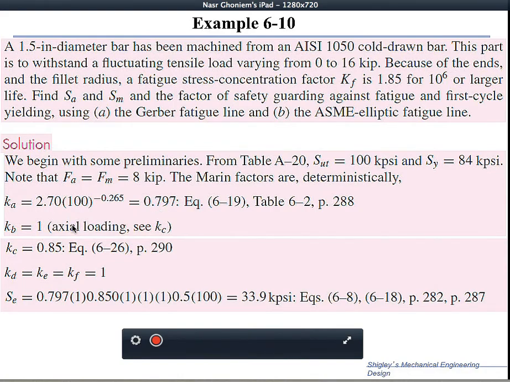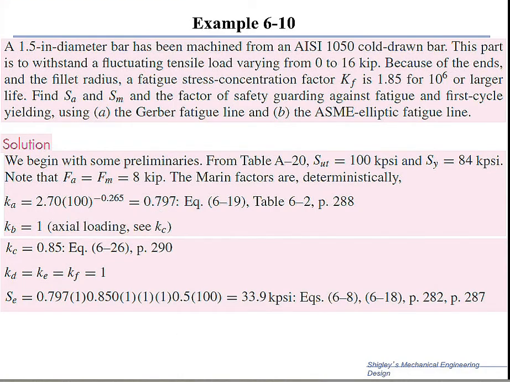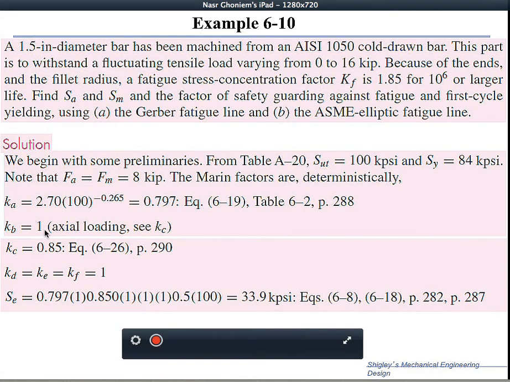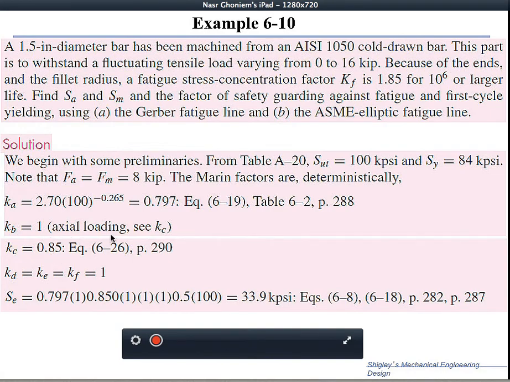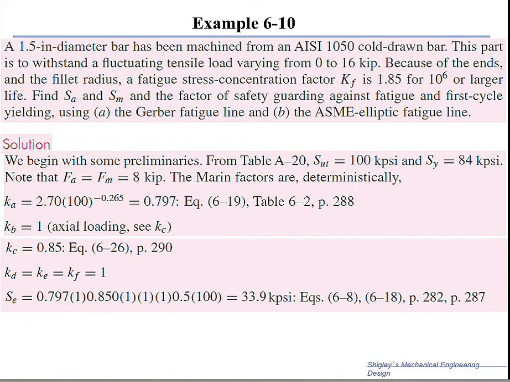And then the second factor is for the actual size. So K sub B should be for the size. So they made a little mistake here, but you can use the equation for the size effect that we discussed before. And then the third factor is for the loading, and the loading is axial, so K sub C is 0.85. And then the other factors, the D, is the temperature factor. We are not given any information, so we use it to be 1.